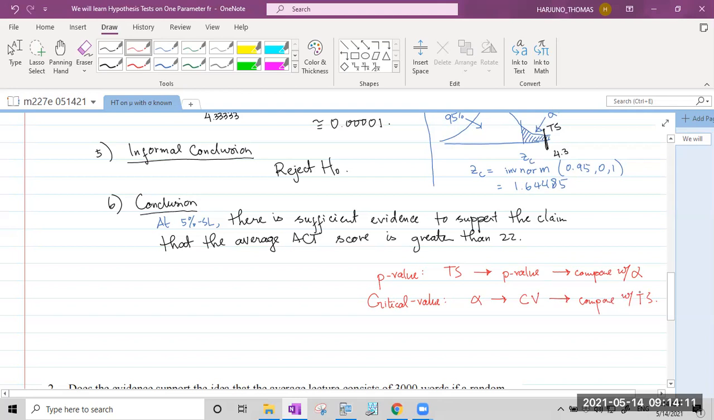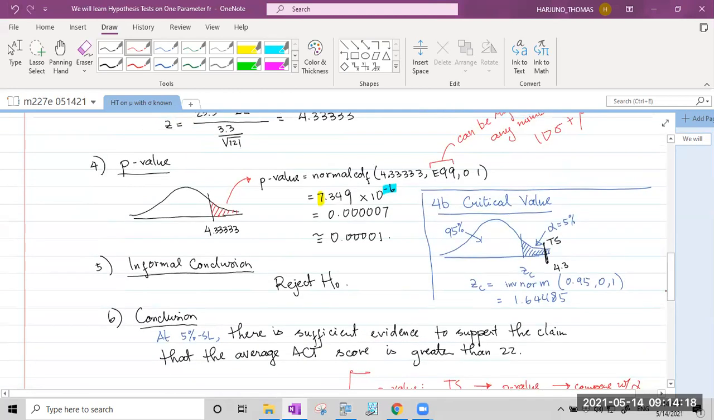Okay, now those are the difference of these two approaches. Now the thing is, if you learn both of these at the same time, you need to be careful to know when to use what. If you use p-value, you find the area of the tail, which means you need to use normal CDF. If you use critical value, you are finding the z-score, which means you use inverse norm. Okay? So know what they are so that you know how to use your calculator.